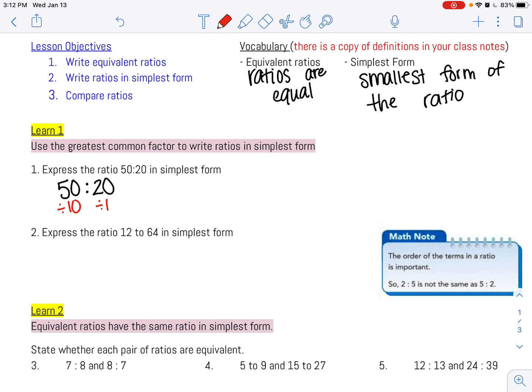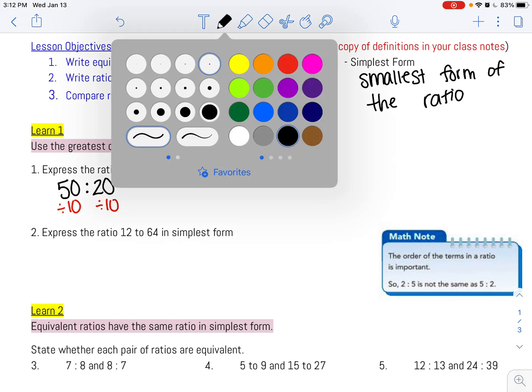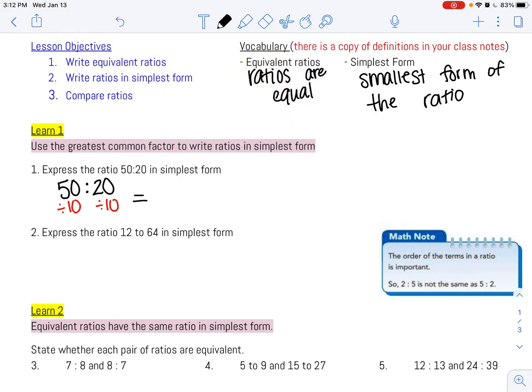So I'm going to start there. Let me divide both of these by 10. And my new ratio becomes 5 to 2. When I think about the numbers 5 and 2, I know both of these to be prime. Prime numbers don't have any common factors besides 1. So this tells me that this ratio is now in its simplest form. So 5 to 2 would be our answer for problem 1.